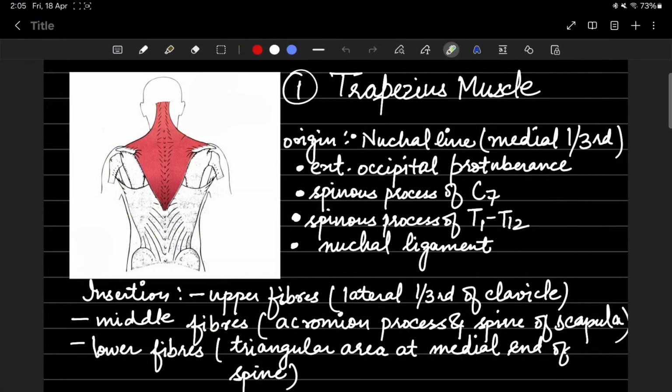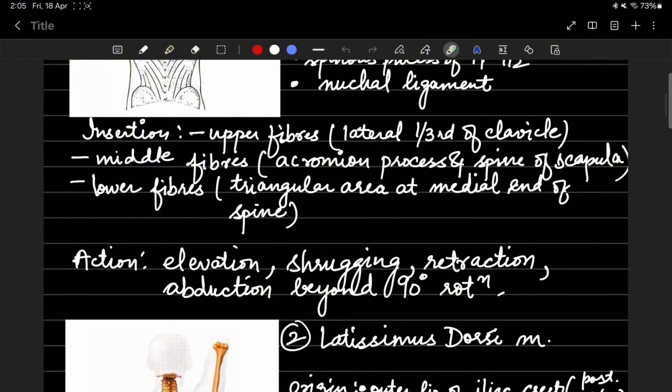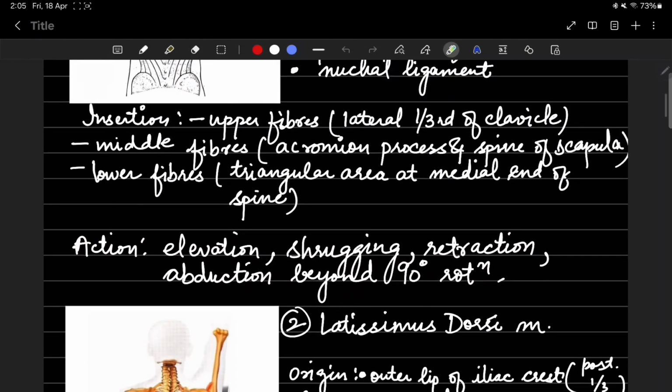The upper fibers of trapezius muscle get inserted into the lateral 1/3 part of the clavicle, and the middle fibers are inserted into the acromion process and spine of the scapula, and the lower fibers are inserted into the triangular area at the medial end of the spine. So the action of the trapezius muscle is to elevate, to retract, and abduct. Moving ahead about its action, it is used for elevation, shrugging, retraction, and abduction beyond the 90-degree rotation.